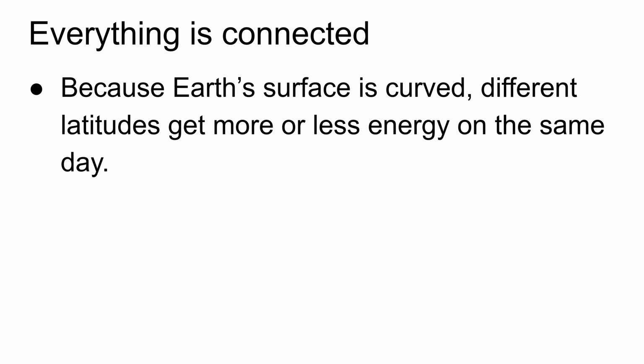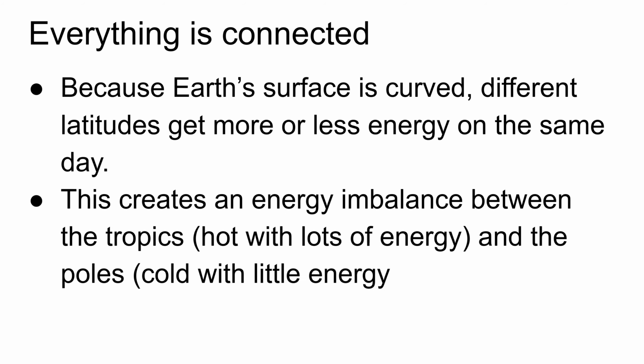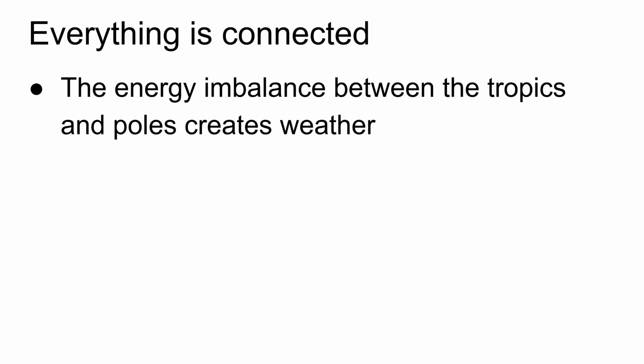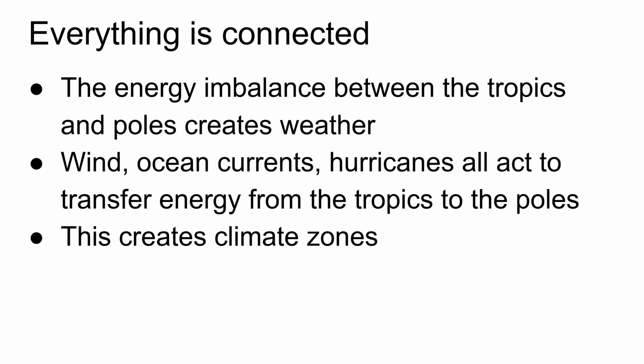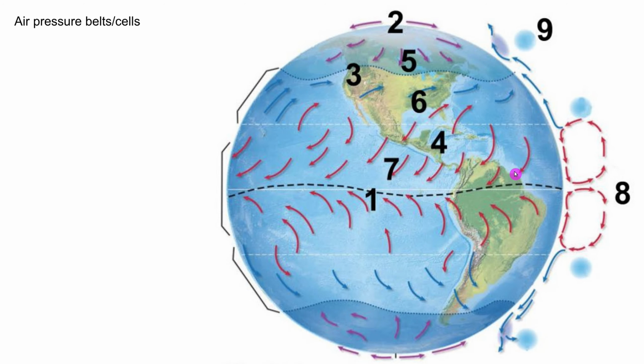So, because Earth's surface is curved, different latitudes get more or less energy on the same day. This creates an energy imbalance between the tropics, which are hot with lots and lots of energy, and the poles, which are cold with little energy. The energy imbalance between the tropics and the poles creates weather. Wind, ocean currents, hurricanes, all of those act to transfer energy from the tropics to the poles. This creates climate zones. Let's go over some of the air pressure belts and cell systems on this diagram.